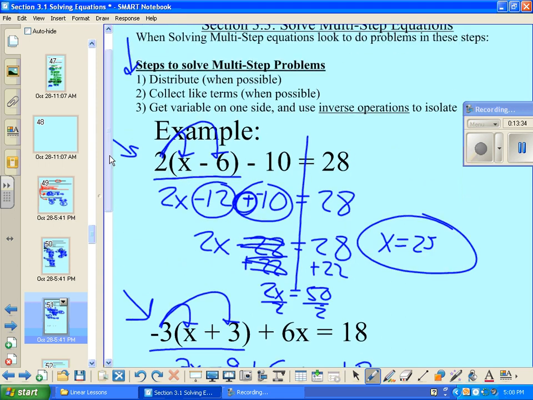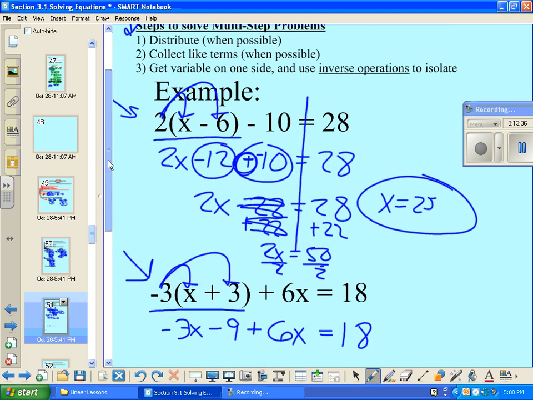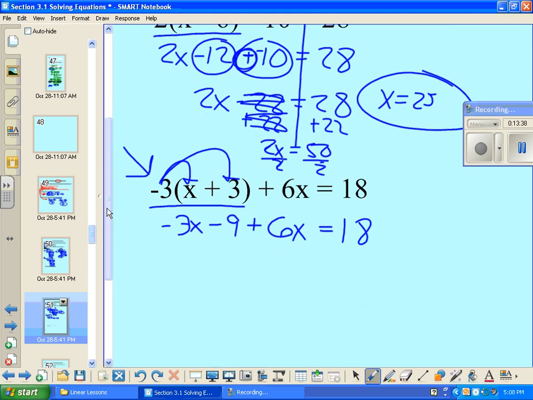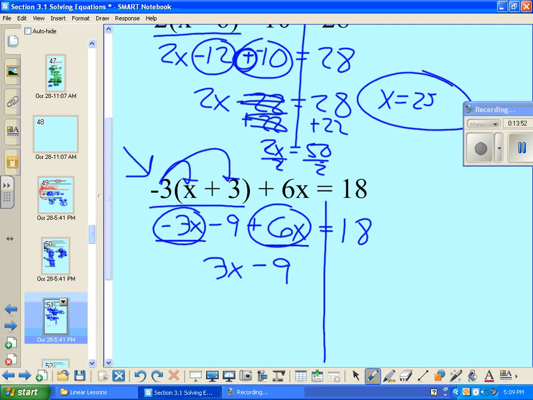Step 2 says, when possible, collect like terms. So as I go down here, can I collect any like terms? Yep, I have negative 3x and 6x both on this left side of the equation. So I can just collect those. Negative 3x plus 6x gives me just 3x. I still haven't done anything with the minus 9 yet, so that comes to the next line here. That kind of comes down here. And that all equals 18 still.